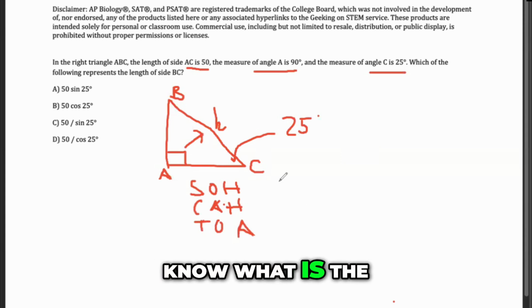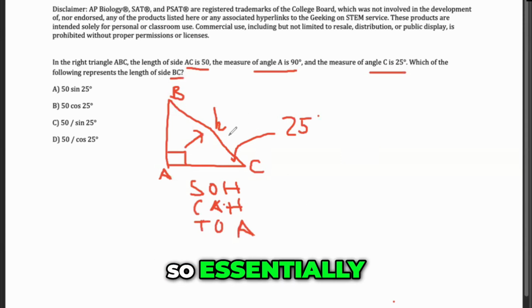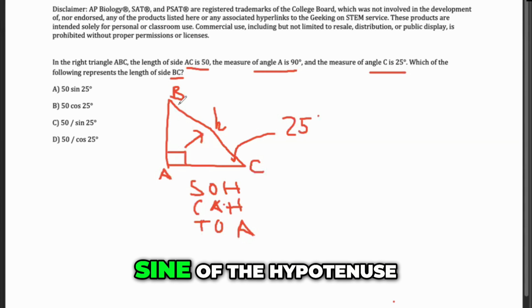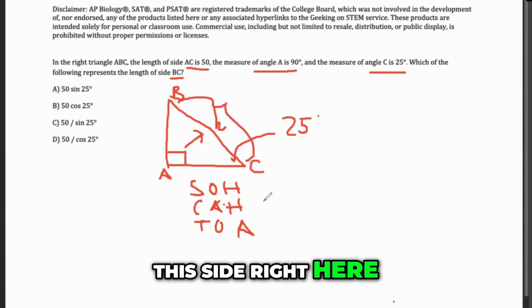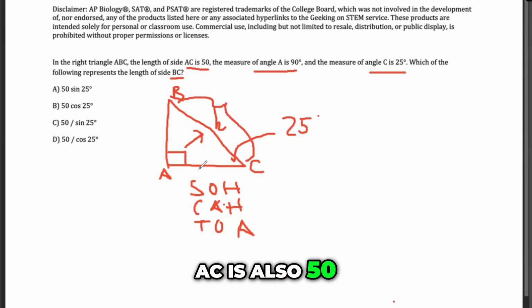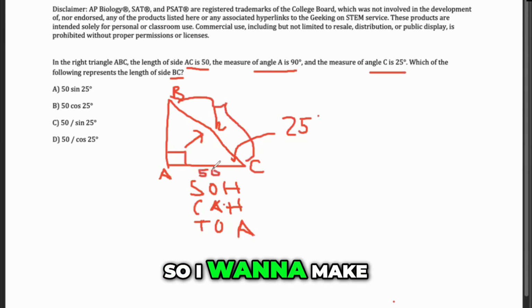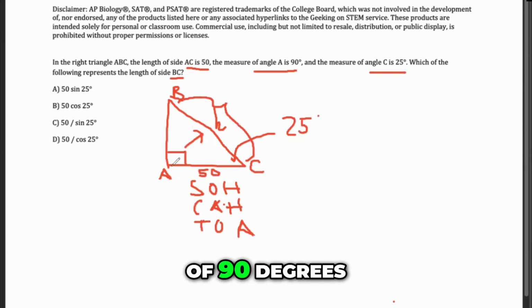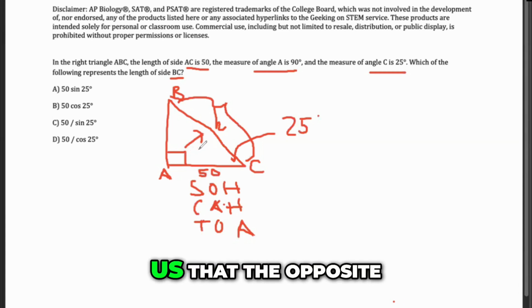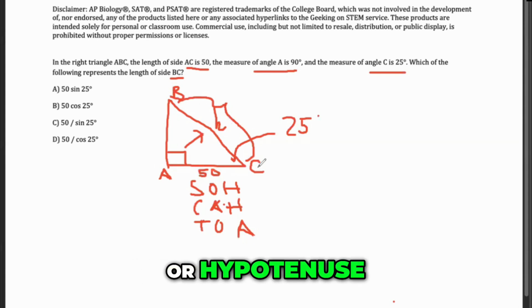They want you to know what is the length of side BC. So essentially what they want you to find is the length of the hypotenuse. So this side right here. We do know that AC is also 50. It's this side here, so I want to make note of that. So we know that the length of side AC is 50, which we have noted here. We also know that there's an angle of 90 degrees. That dictates to us that the opposite side is the hypotenuse, and that angle C is 25 degrees. So they want to know what's the length of side BC, or the hypotenuse.